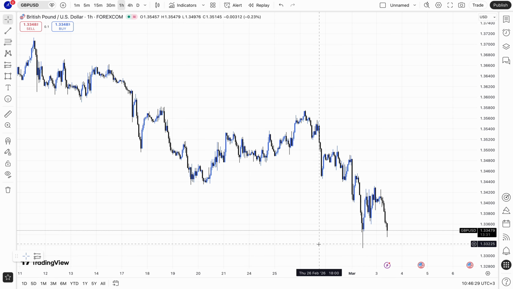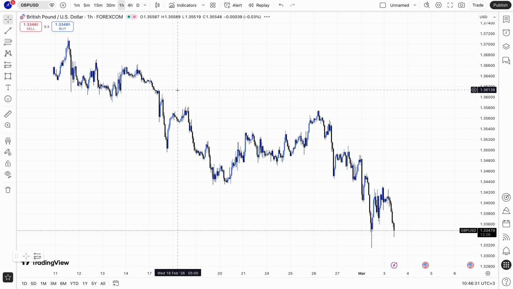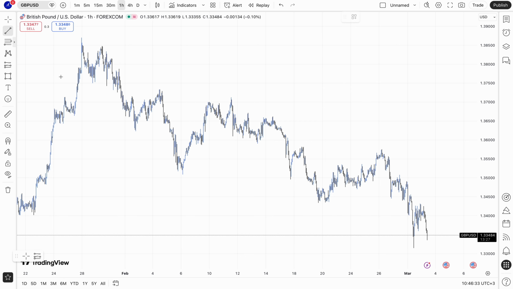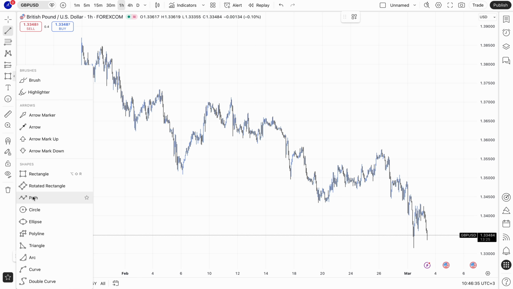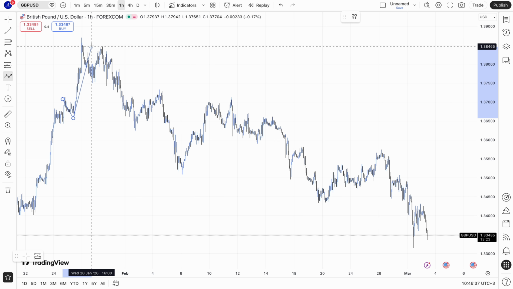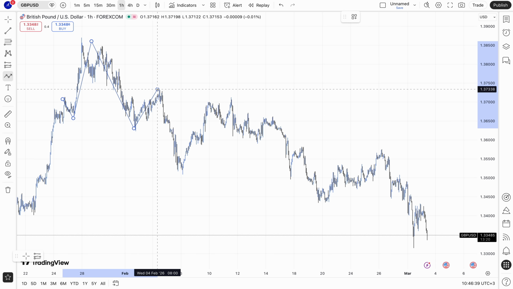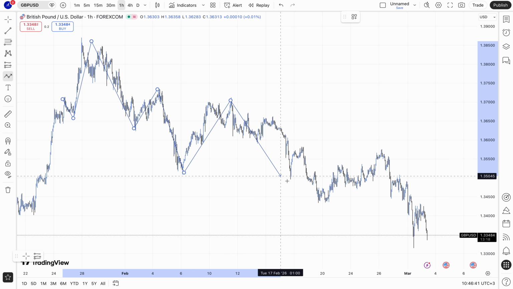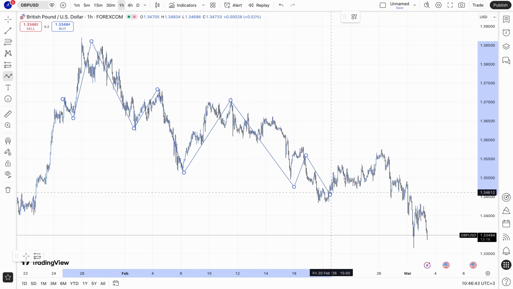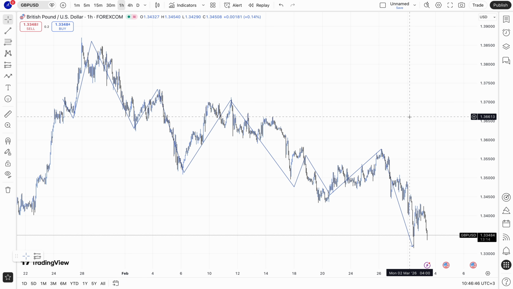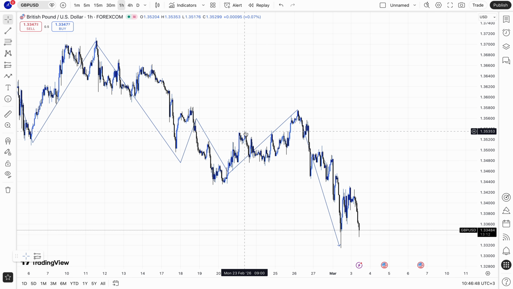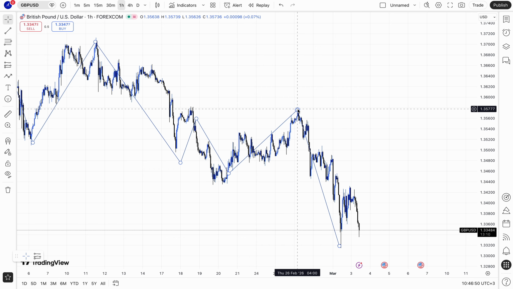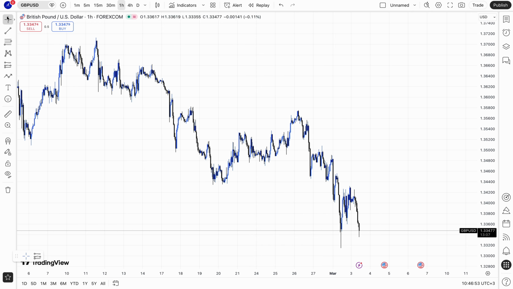First and foremost, GU. You can clearly see that GU is moving down after this last break of structure to the downside. So we're looking for sales in the first place. Our first scenario is sales.